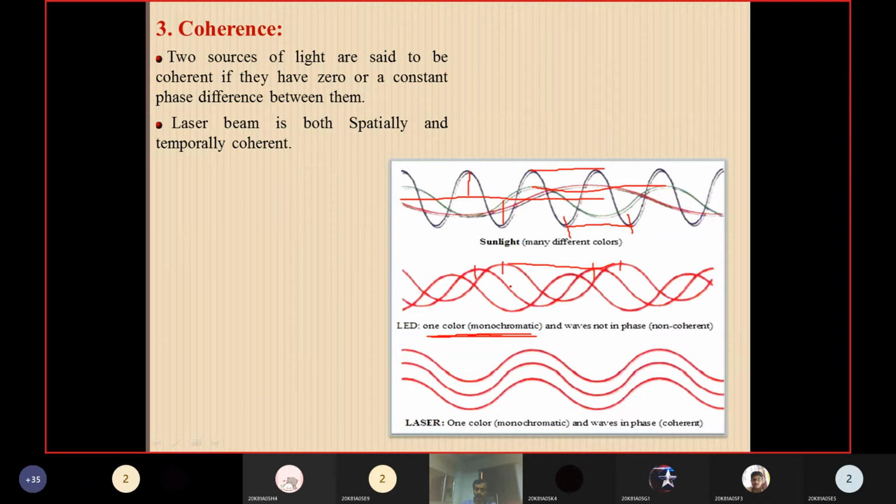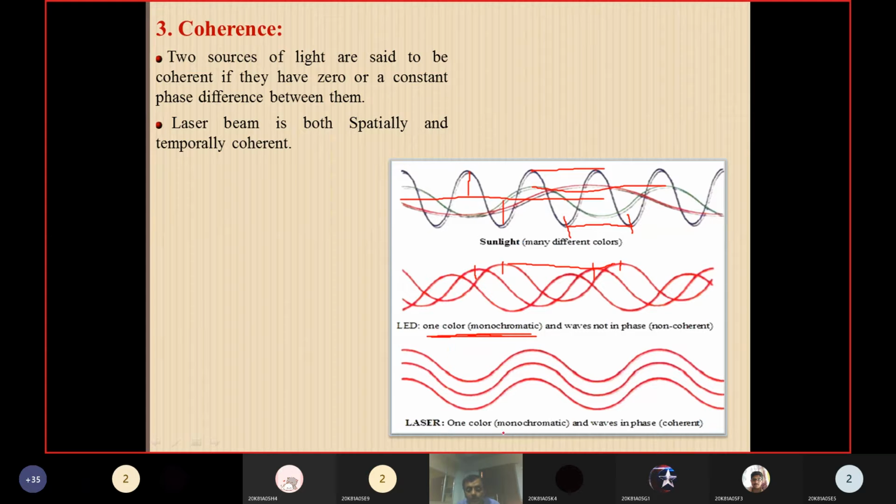But they are not coherent. They will overlap with each other, and because of this overlapping there is a chance of diffraction as well as interference. That's why LEDs are not coherent. All of them have the same constant wavelength, but there is no constant phase difference, so they are incoherent.